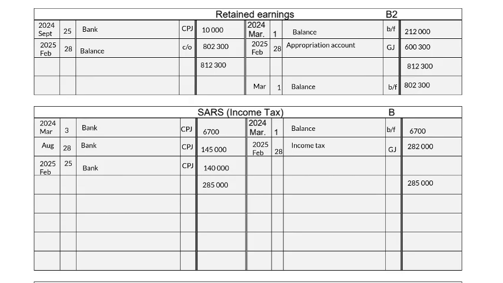So we paid SARS too much. We paid 285,000 instead of 282,000 Rand. So SARS owes us 3,000. So we will have a balance carryover of 3,000 Rand.